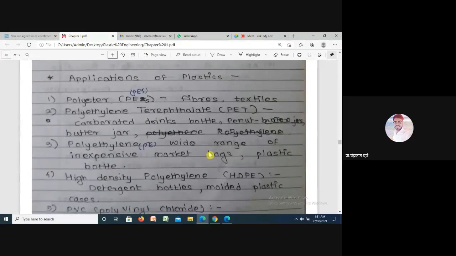Applications of plastic. What are the different applications of plastic? It means in which sector, which plastic grade we are using. Because we have different sectors: the agriculture sector, industry sector, medical sector, or textile sector. So in which sector, which grade of plastic we are using, this is the application of plastic. First one, polyester, we can call it PES, for making fibers, and in textiles we are using polyester.